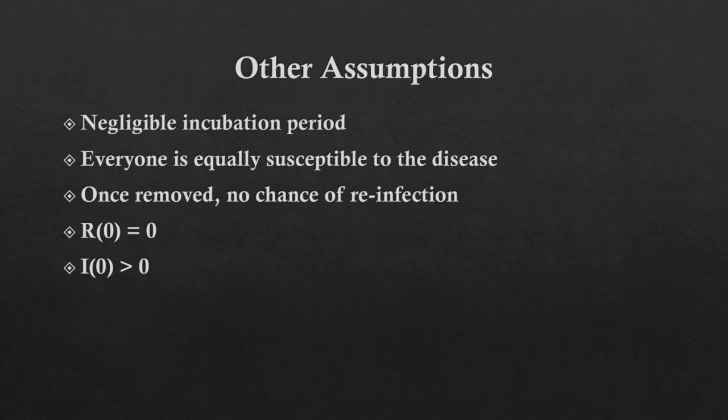Additionally, R(0) will be 0. It's logical, considering no one should be removed from the model at the start of it. The model will start when I(0) is greater than 0, because without an initial infection, there will be no epidemic or spread of the disease.